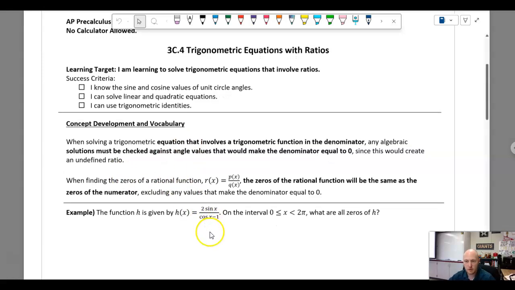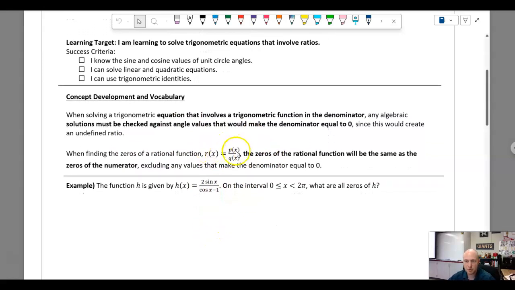When finding zeros of a rational function, if r of x is equal to p of x over q of x, where these can be polynomial functions or trigonometric functions, the zeros of a rational function will be the same zeros of the numerator, excluding any values that make the denominator equal to 0. So essentially, when I want to find zeros, all we have to worry about is the numerator. We just set the numerator equal to 0 because if you multiply 0 times that denominator, the right side just stays 0 anyway. So the denominator is really kind of inconsequential to what we are doing.